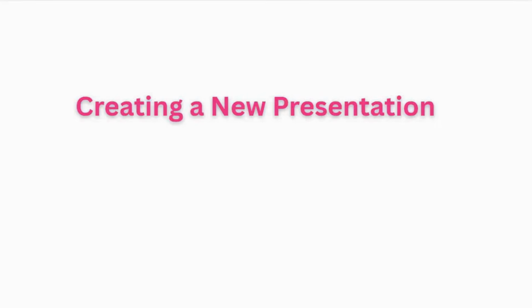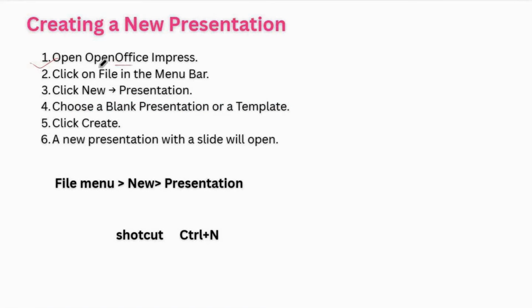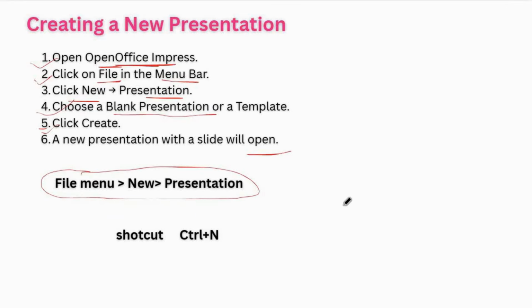How to create a new presentation? If you want to create a new presentation in OpenOffice Impress, how will you create it? First step, open OpenOffice Impress, and then click on File in the menu bar. Then click New, and then Presentation. Then choose the presentation template, blank presentation. Usually we choose the blank presentation template. And then click Create. A new presentation with a slide will open. So what is the path? File menu, New, and Presentation. Then choose the presentation template and start your presentation.